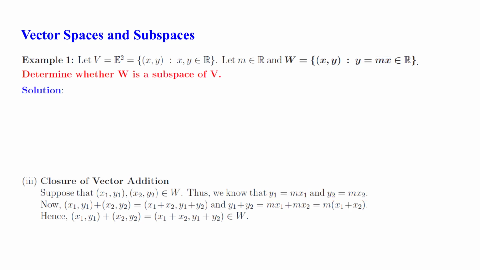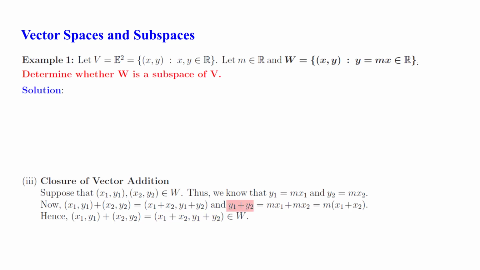We want to show this is in W. This is the addition of two vectors, the definition of vector addition in the plane. Now I need to show that this coordinate is m times this coordinate. That's what it means for this vector to be in W.